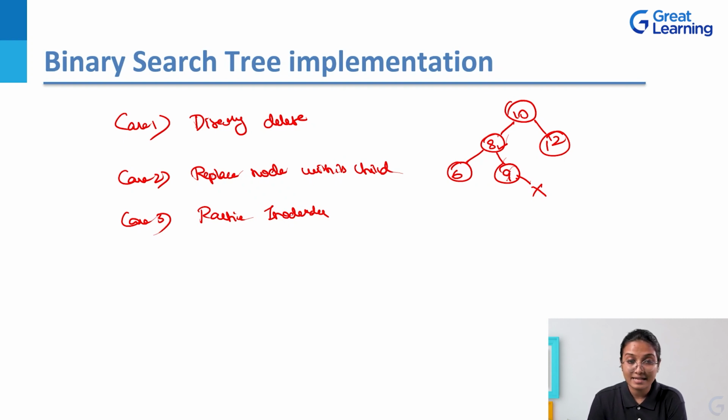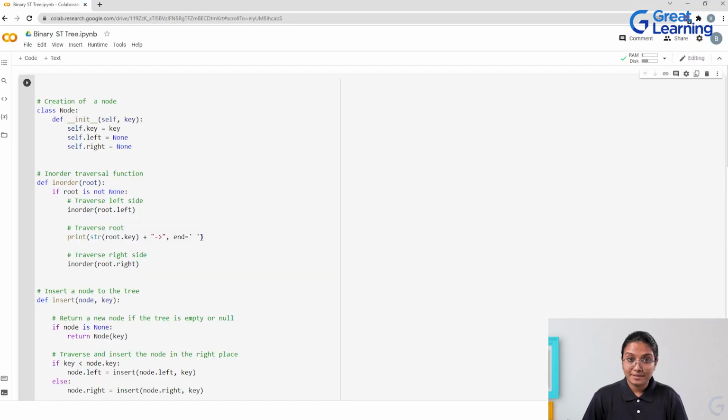So these are the three cases you have in order to delete an element from a binary search tree. So let's quickly see how you implement this code on Google Colab. Now let's implement the same BST functions in Python on Google Colab.